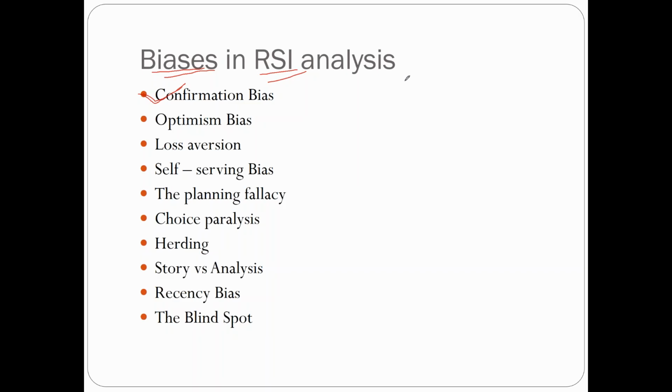Second is optimism bias. You have been using RSI for some time now, let's assume, and you see this range shift and you get overwhelmed, get over-optimistic. You think good about the company and start buying it. No, don't get over-optimistic.